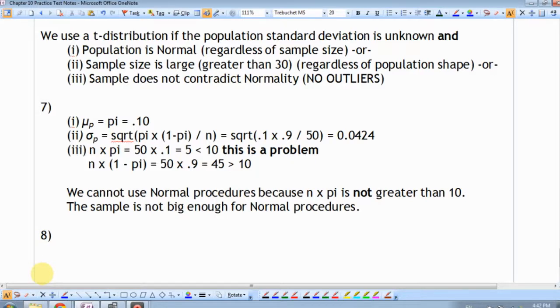Number 7, the third part, we don't just say that n is greater than 30, so it's not? No, because we're talking about proportions. Okay, so for proportions we can't do that. But if we were doing sigma x bar and mu x bar, then we could do that. Yeah, then we could do that.